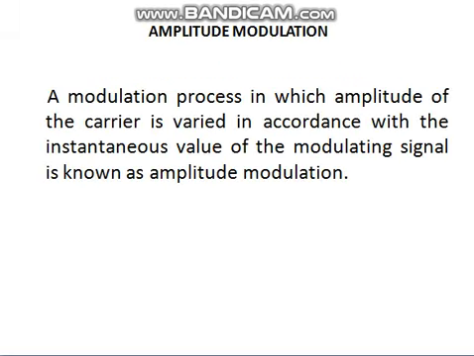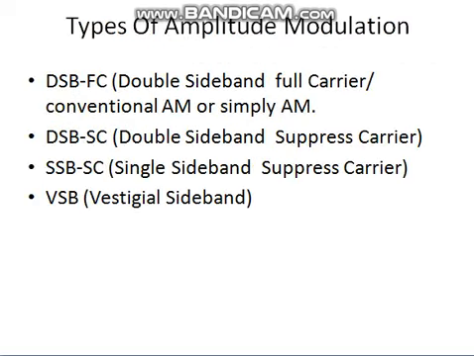First, we discuss what is amplitude modulation. Amplitude modulation is a process in which the amplitude of the carrier is varied in accordance with the instantaneous value of the modulating signal. Now we discuss types of amplitude modulation.